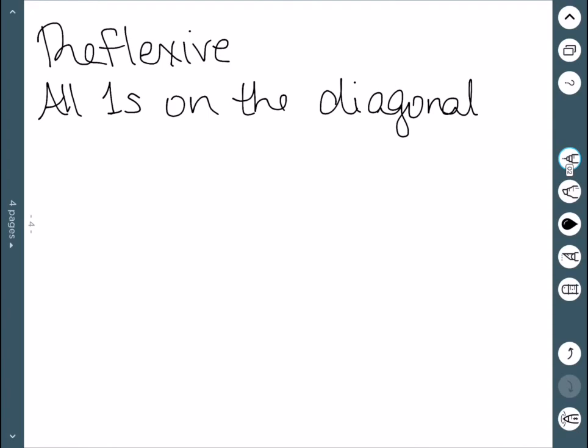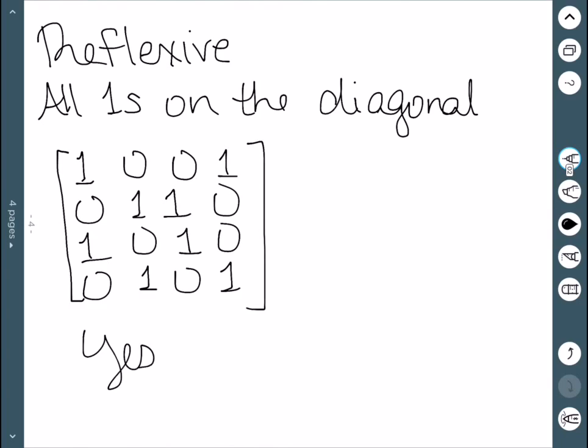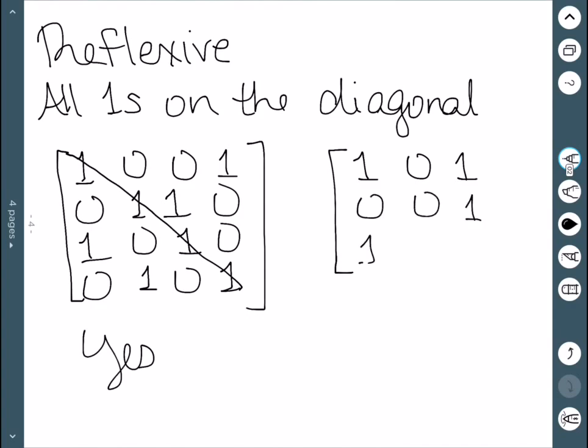We can easily tell reflexive from a matrix because we would need all 1s on the diagonal. For example, 1, 0, 0, 1, 0, 1, 1, 0, 1, 0, 1, 0, and 0, 1, 0, 1. We can see that this is reflexive because if I look down this main diagonal, I get all 1s. The other stuff in the matrix doesn't matter as long as the diagonal is 1. If I have something like 1, 0, 1, 0, 0, 1, 1, 0, 1, here, when I look at the diagonal, I have a 0, so this one would not be reflexive.